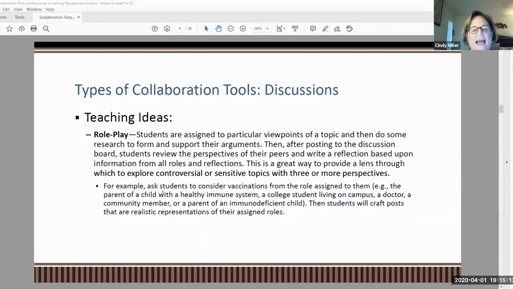Role playing, asking students to assume particular roles in a particular topic that you're discussing. So here, you could ask students to consider vaccinations from the roles assigned to them. I just put a few of them here, but you can have several of them, and sometimes I would have 2 or 3 students per role. So if I had a college student living on campus, I could have 3 students who assumed that role. It just depends on how many students you have in your course. And so it was interesting for them to respond related to that role.